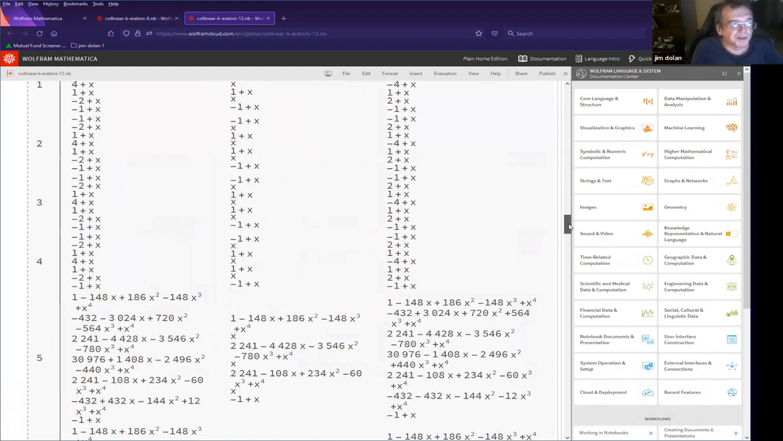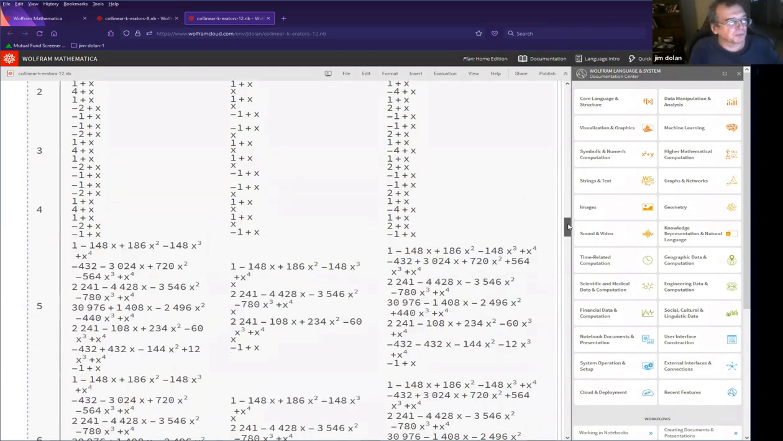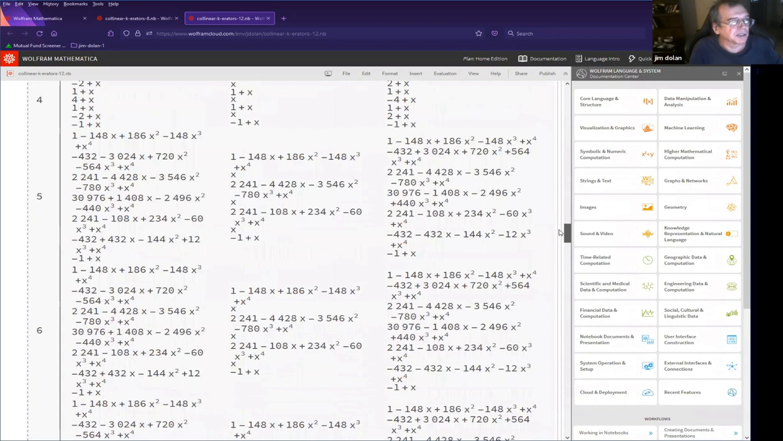The polynomials in this left-hand column here are minimal polynomials for the coefficients of the numerator of the rational function that we're dealing with here, the rational Belyi function. The right-hand side is the minimal polynomials of the denominator of that rational function.